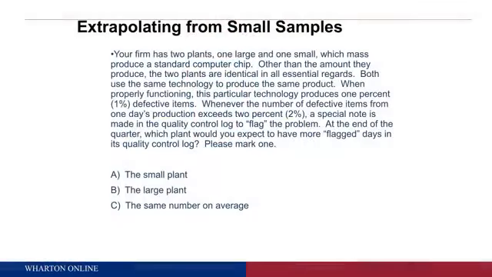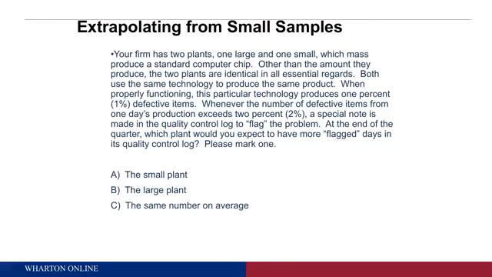This is from a classic research study, where the participants were asked the following vignette. Your firm has two plants, one large and one small, which mass produce a standard computer chip. Other than the amount they produce, the two plants are identical in all essential regards. Both use the same technology to produce the same product. When properly functioning, this technology produces 1% defective items. Whenever the number of defective items from one day's production exceeds 2%, a special note is made in the quality control log to flag the problem.